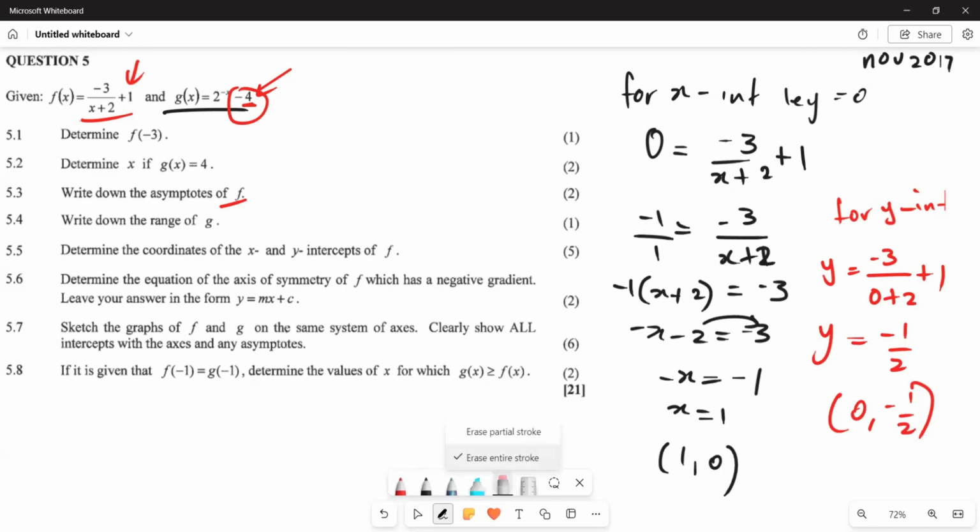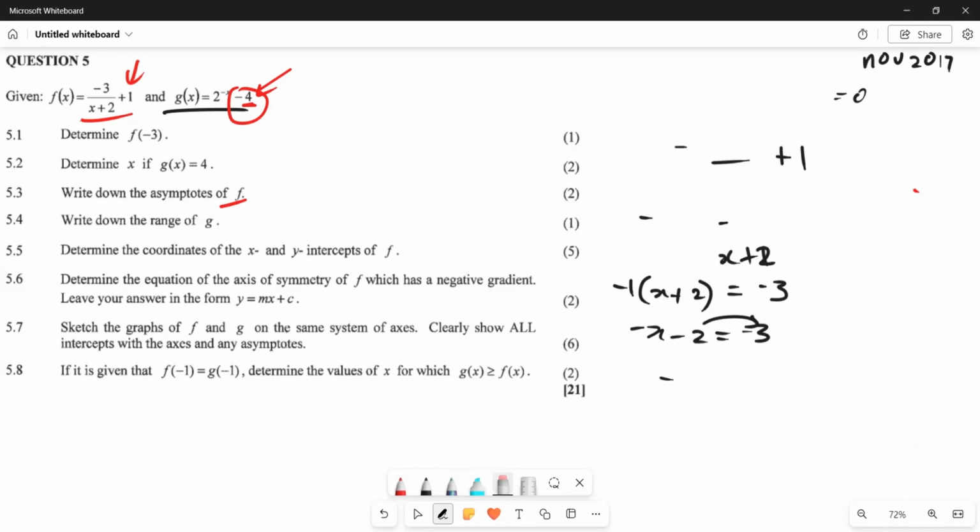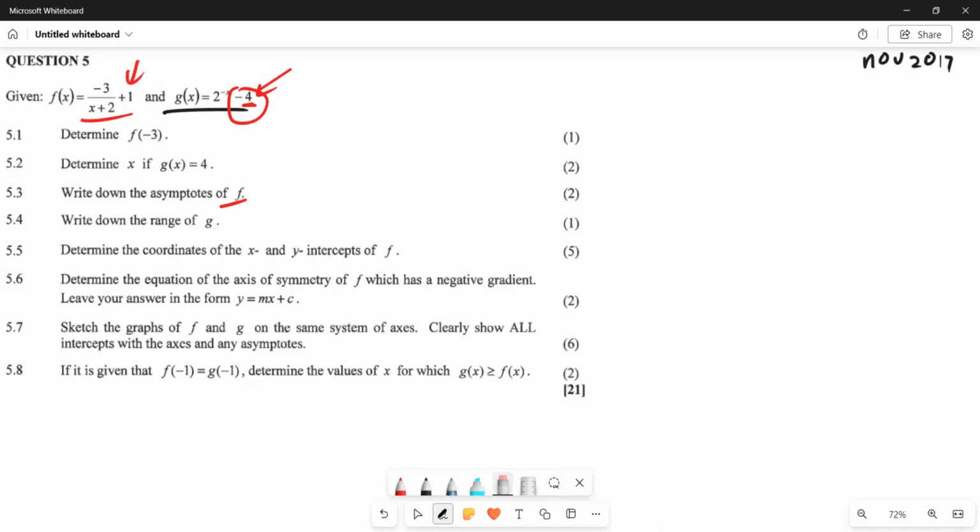Before we move on, let's look at 5.6. They say determine the equation of the axis of symmetry which has a negative gradient, right? For our axis of symmetry, what is it that you are going to have here? Let's make up our space here. The easier thing that I usually say is, for you to get your axis of symmetry, you just take everything except the a, right? So you are only going to exclude this one.